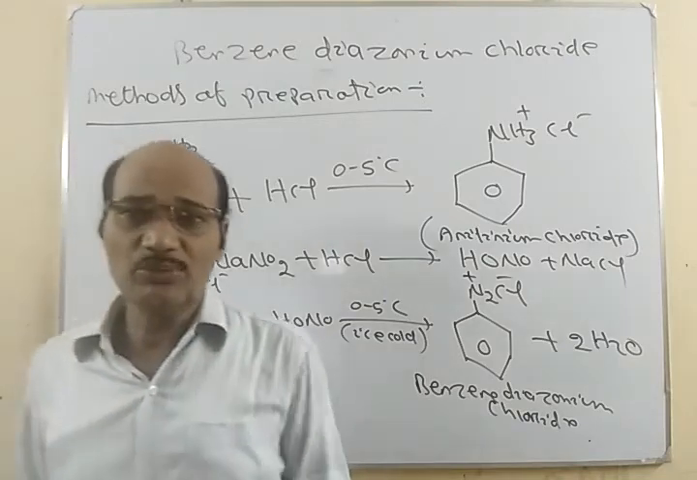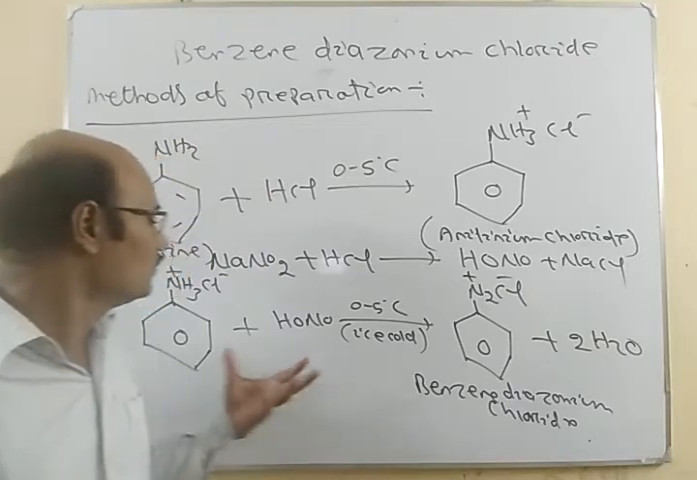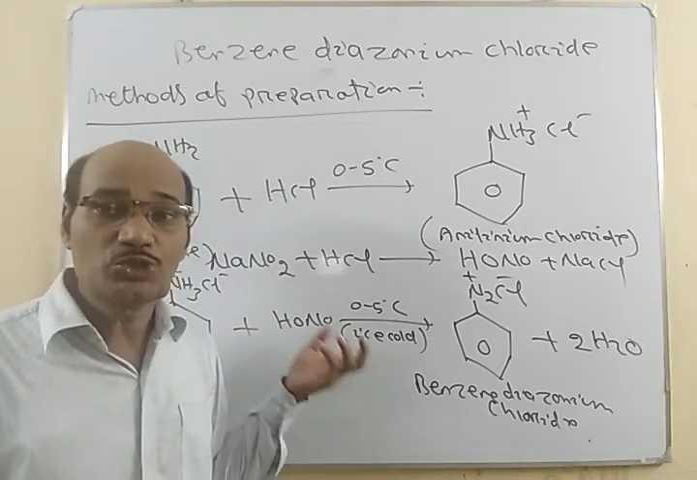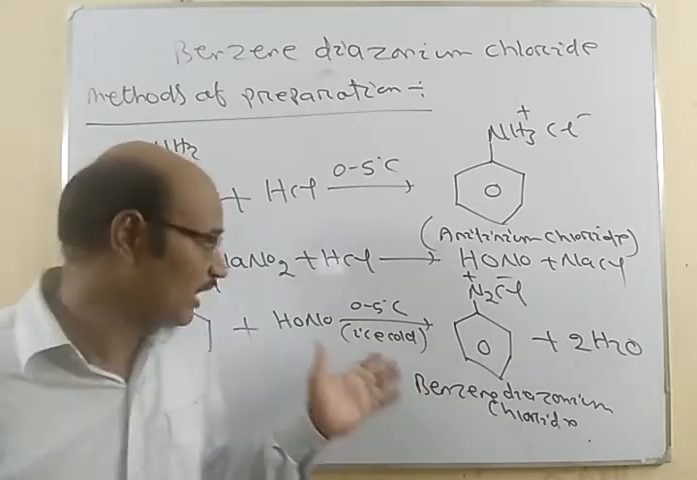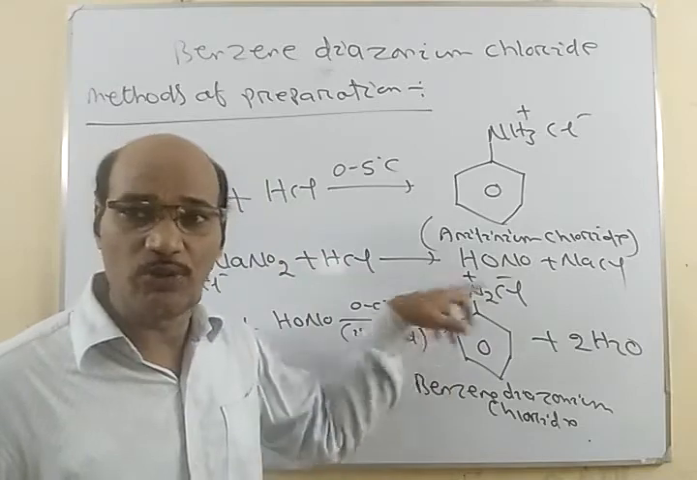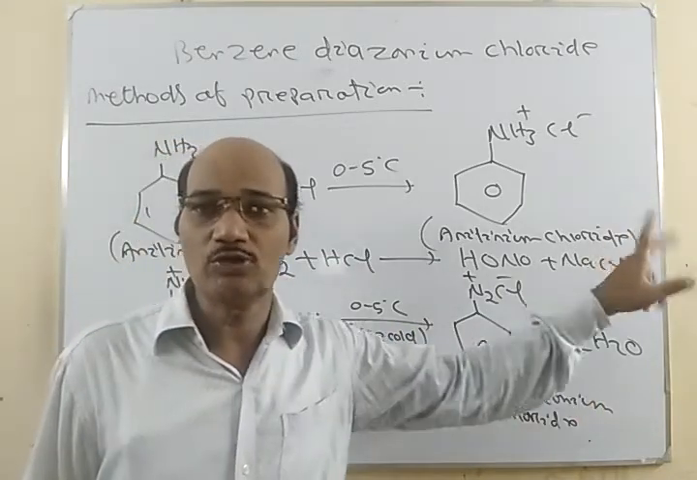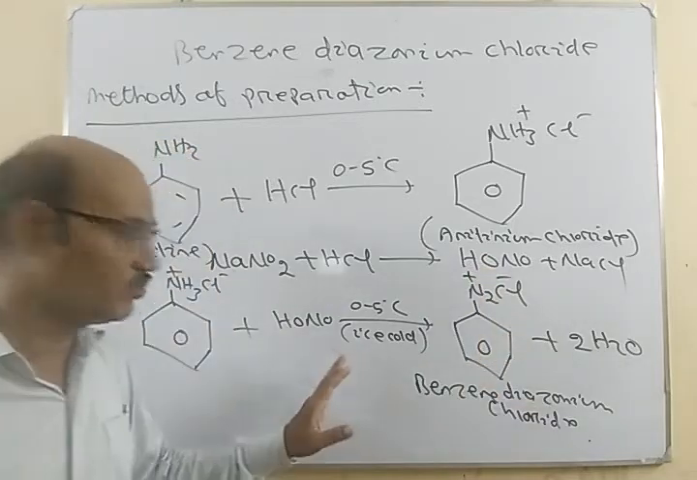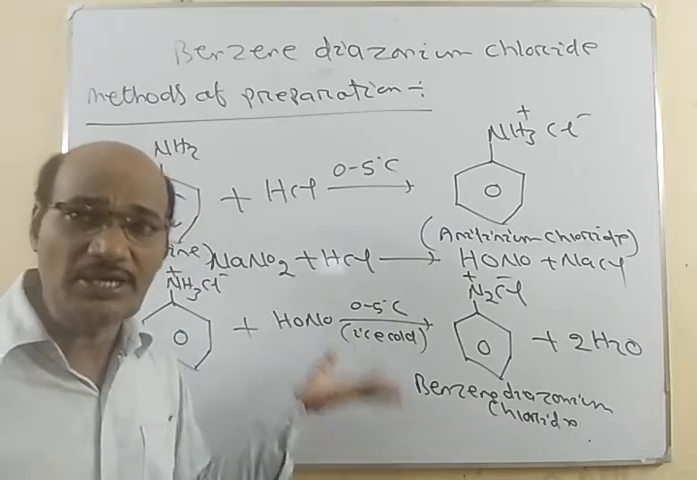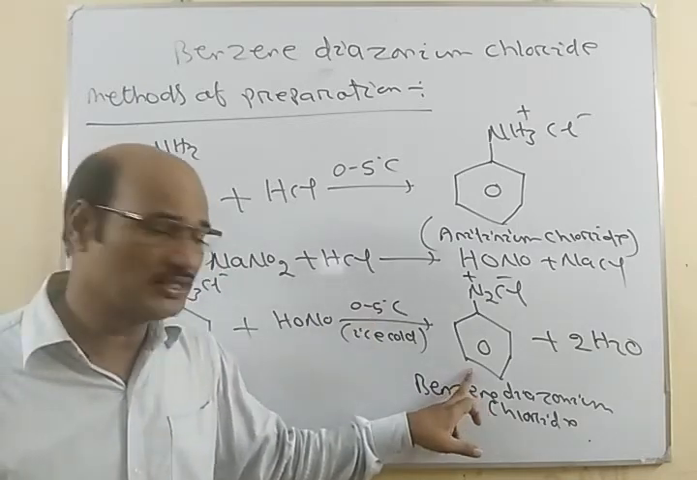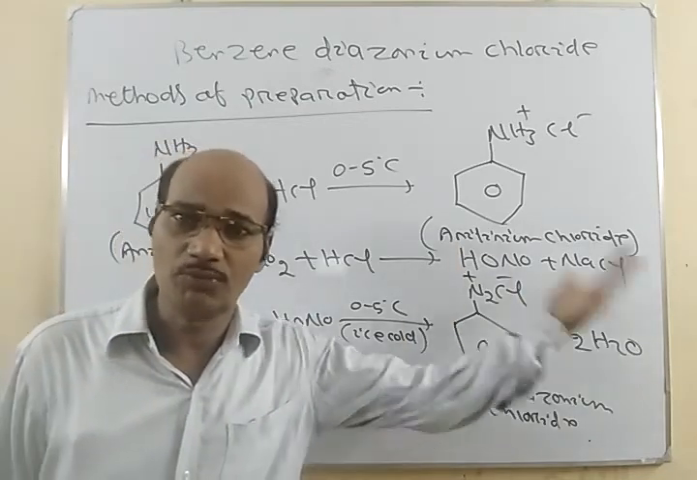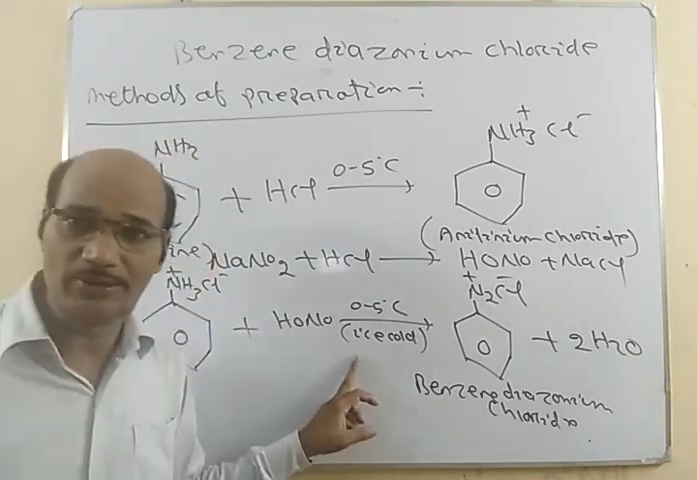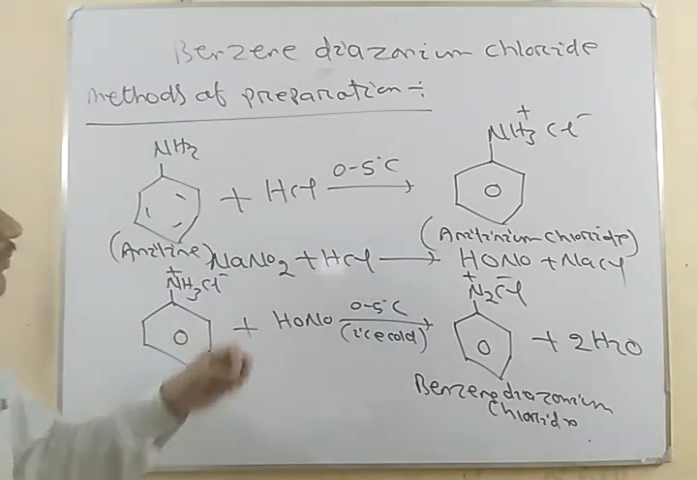One important thing we have to remember here is that this reaction is always carried out at ice cold, low temperature. If you increase the temperature above this, the benzene diazonium chloride so formed will react with water to give phenol. So to get benzene diazonium chloride, we have to maintain ice cold condition. If this reaction mixture is heated above 5 degree centigrade, the unstable benzene diazonium chloride becomes phenol. So always remember that the temperature must be at ice cold condition, 0 to 5 degree centigrade. Another thing is that we have to take excess of HCl.